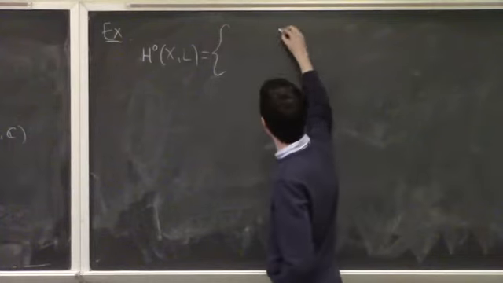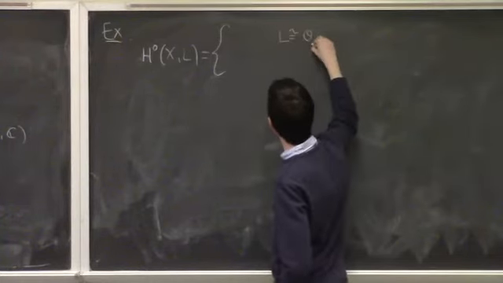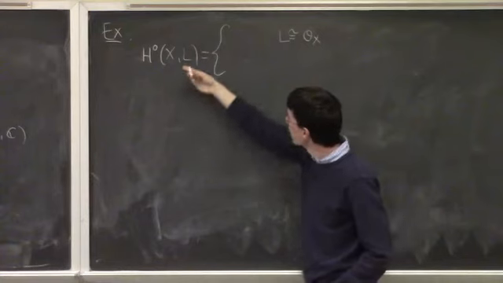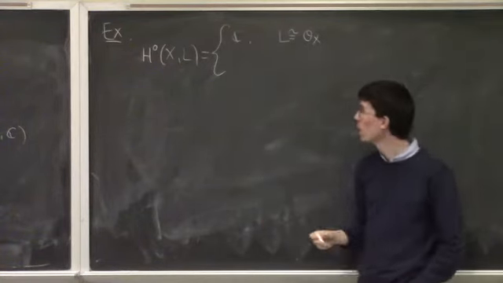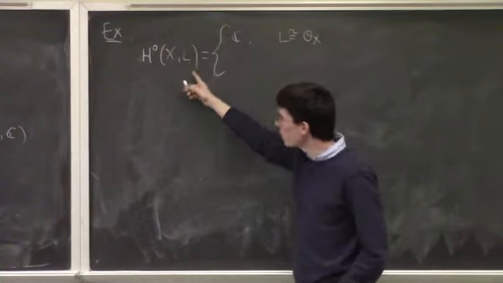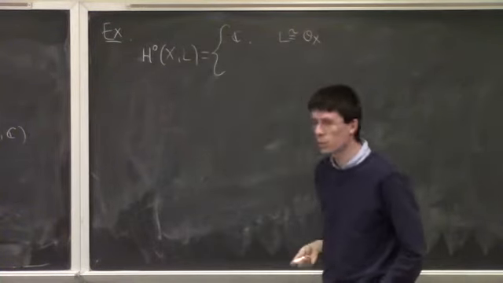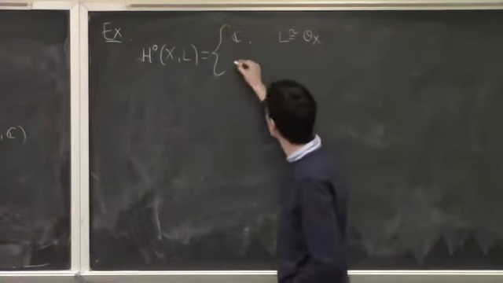You could have the line bundle be isomorphic to the trivial bundle, and in that case, it does have a section. So the cohomology is just C. If the line bundle is not trivial, then because of this condition on the Chern class, there can actually not be any sections.